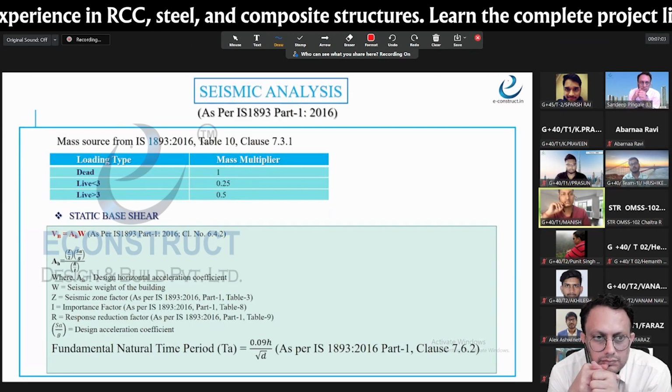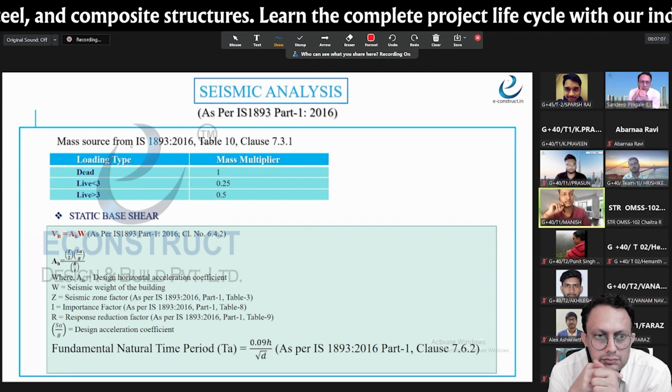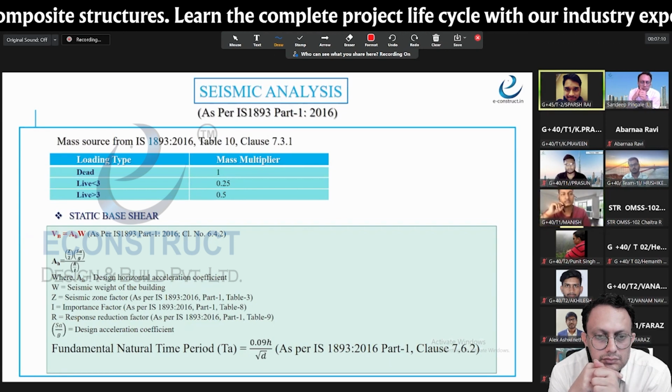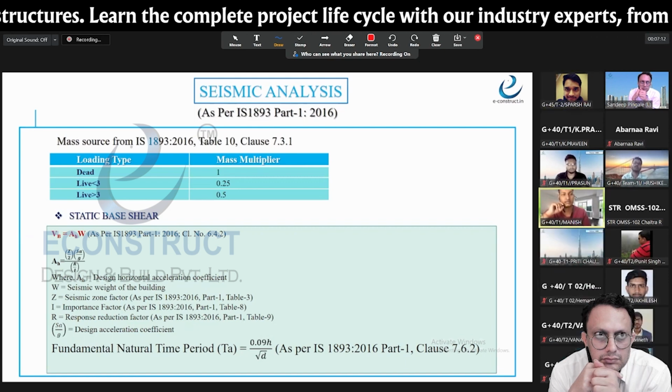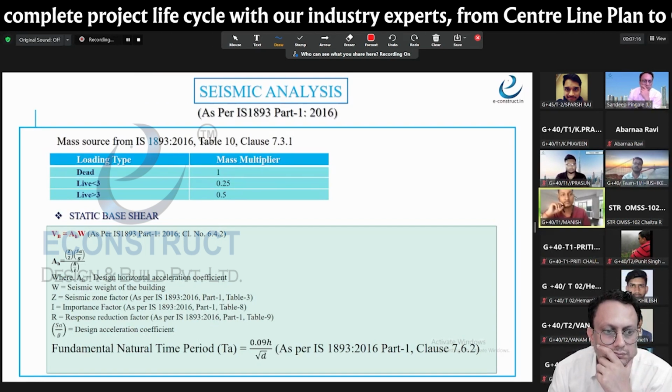and this is the seismic analysis in which we are taking the IS 1893, and there are different types of live load that is greater than 3 and less than 3. So we have considered all the parameters. Next slide.